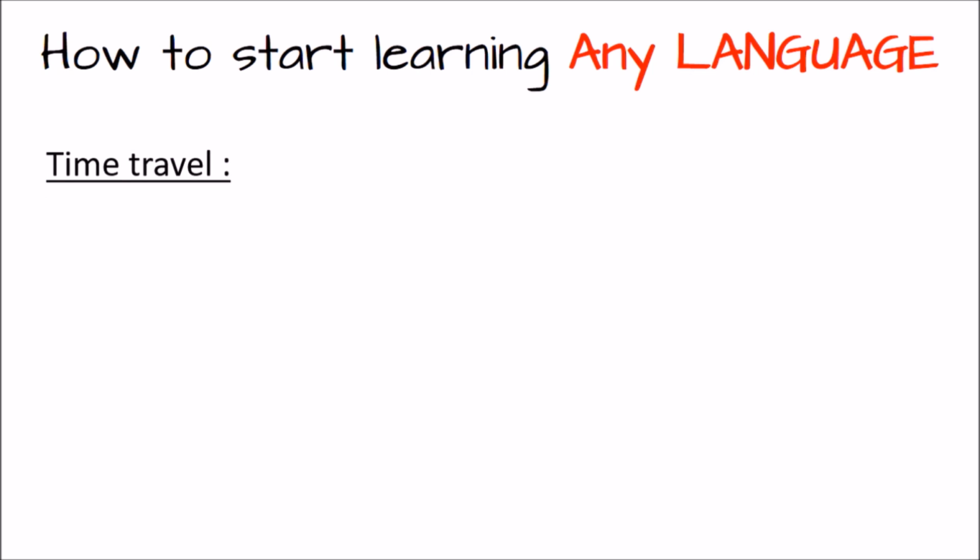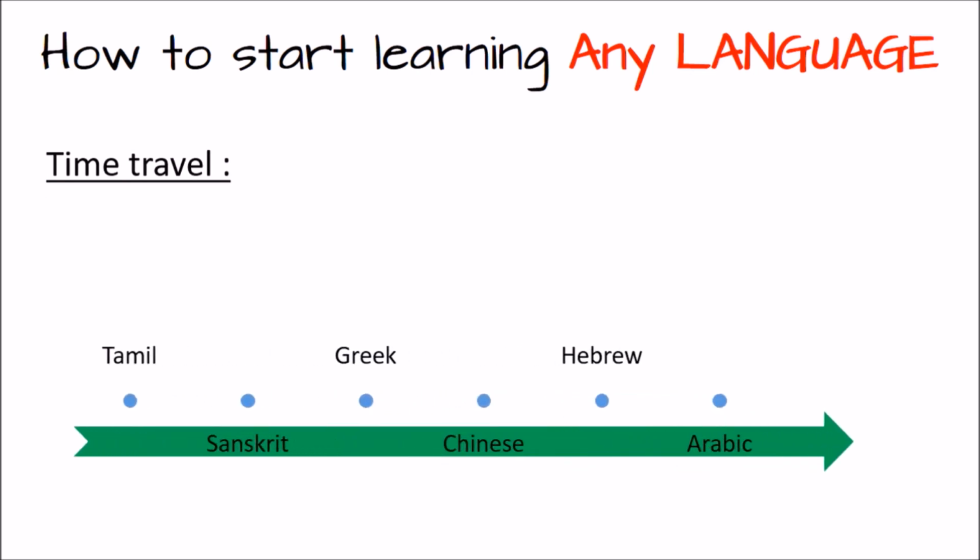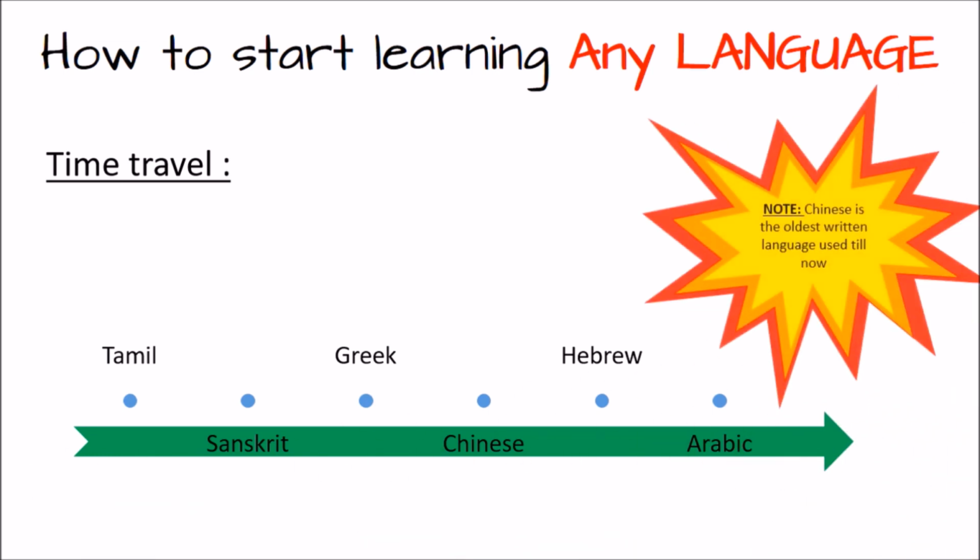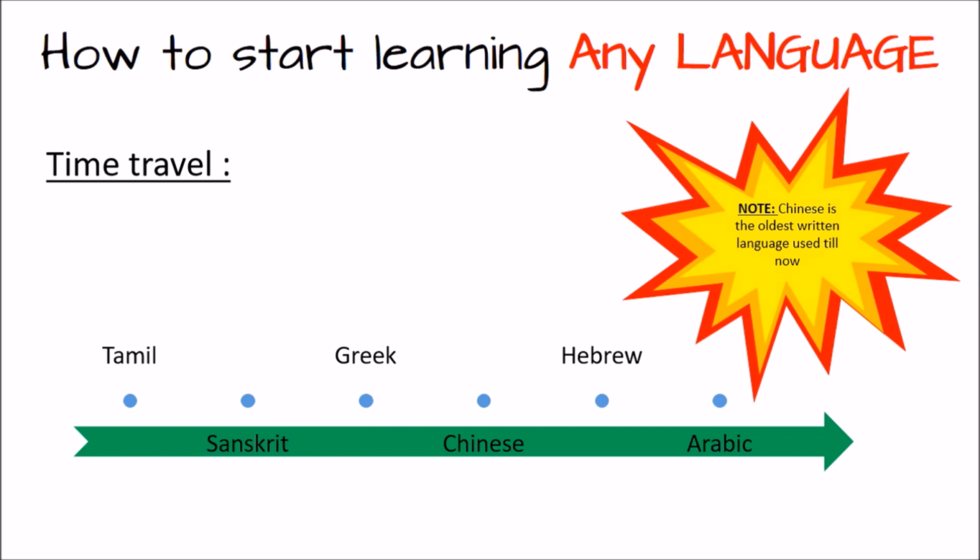As you can see here, I tried to simplify this time travel for you as much as possible, and this is how we can arrange them. So Tamil is the oldest language, but the oldest written one is Chinese, and so many people were confused about that. We shouldn't forget the other languages like Sanskrit, Greek, Hebrew, and Arabic.